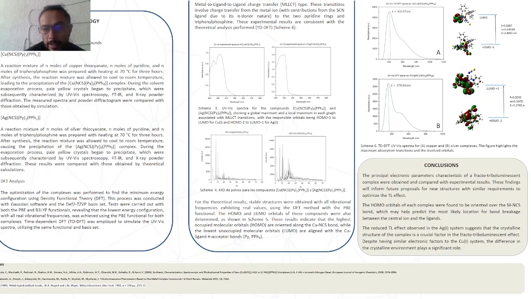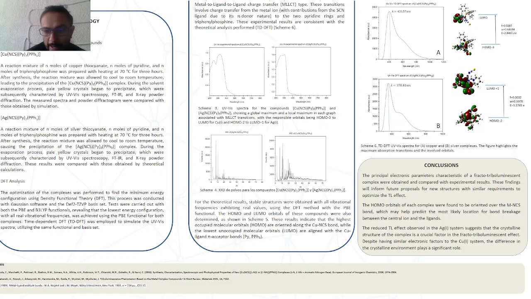The second one is that the HOMO orbitals of each complex were found to be oriented over the isothiocyanate and metal bonds, which may help predict the most likely location for bond breakage between the central ion and the ligands. And finally, the reduced triboluminescent effect observed in the silver(I) system suggests that the crystalline structure of the complex is a crucial factor in the fracto-triboluminescent effect.